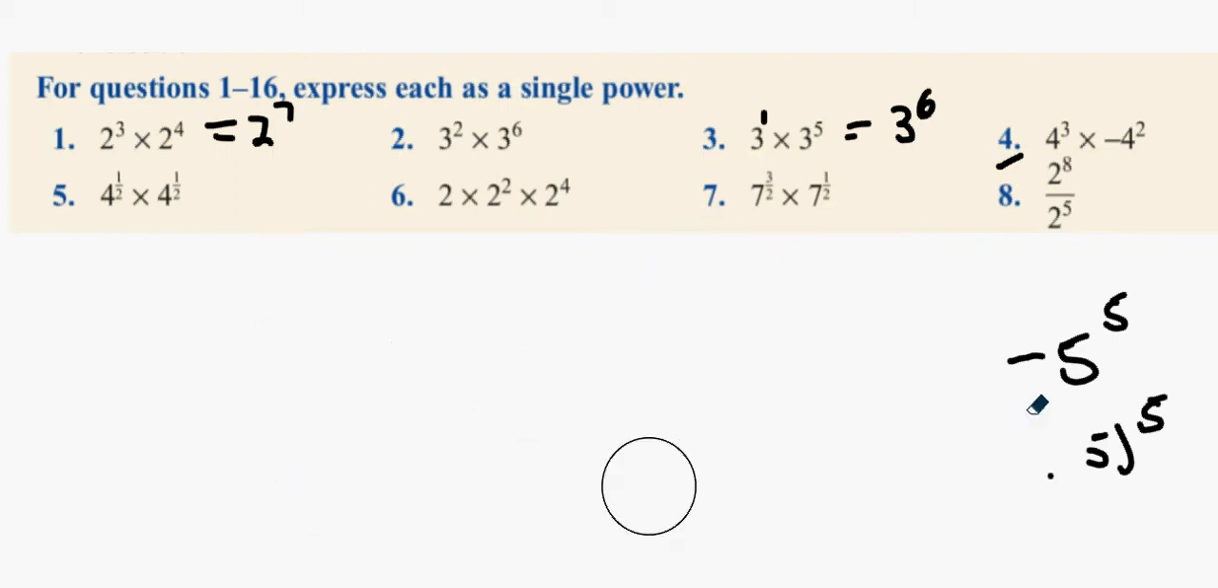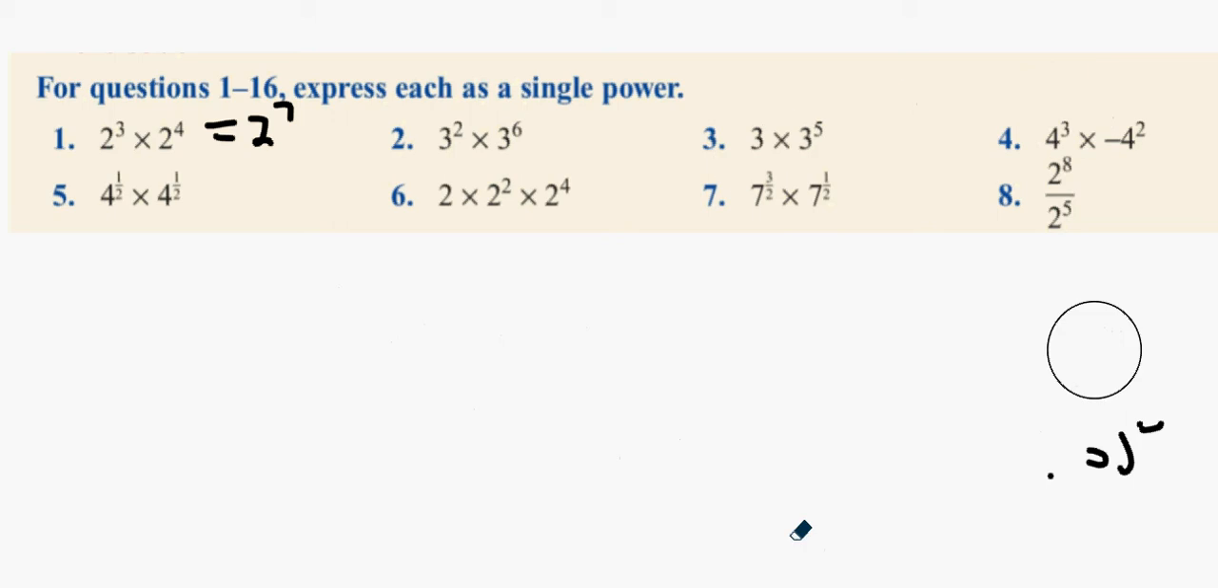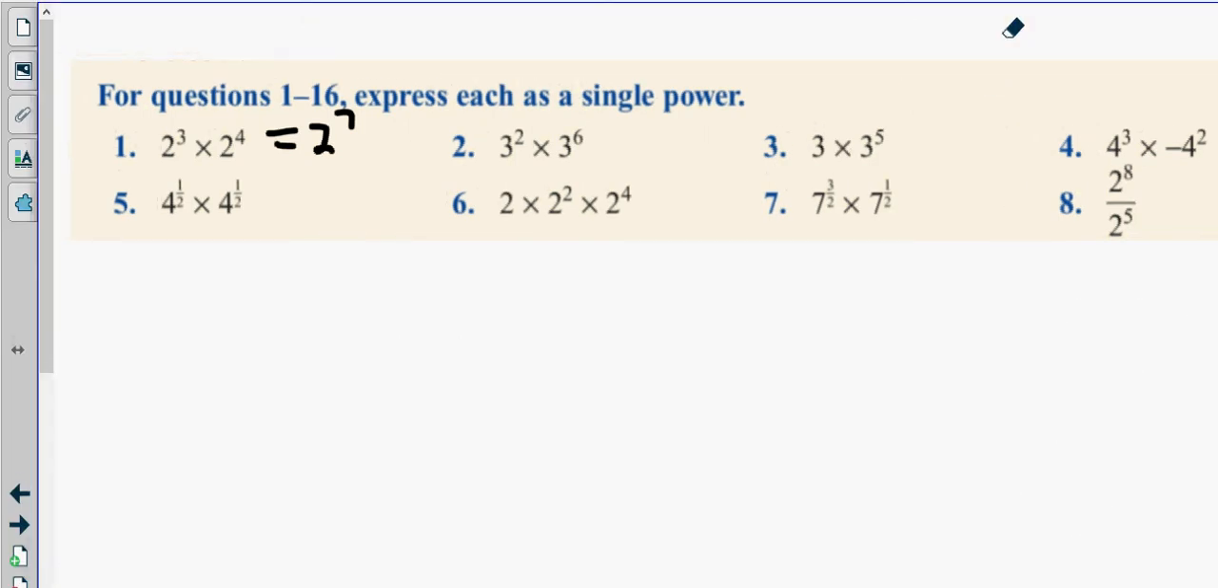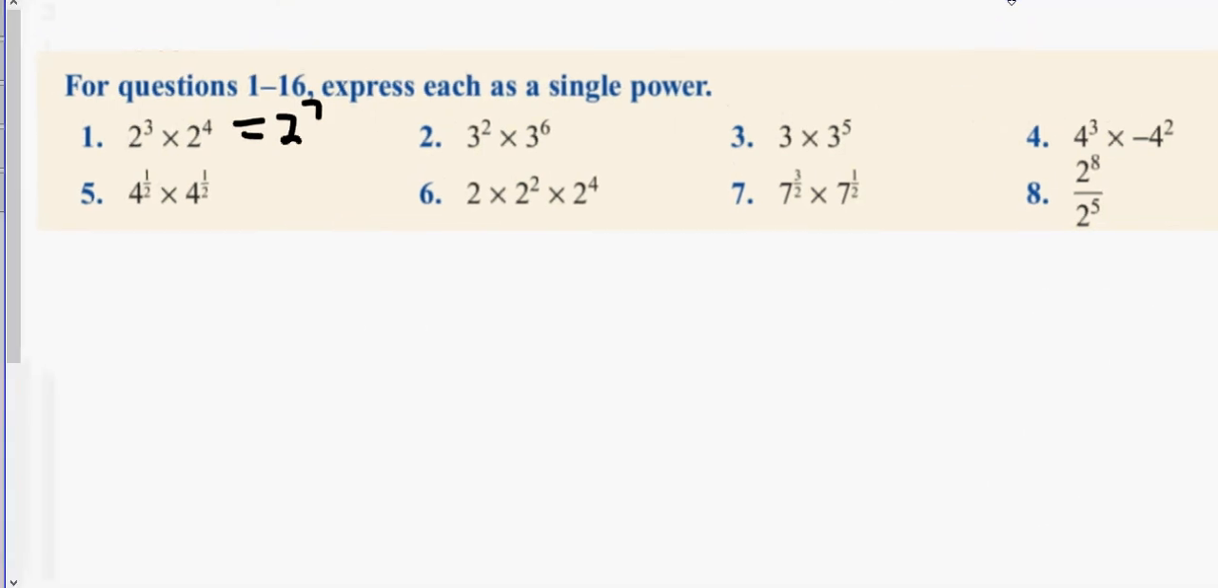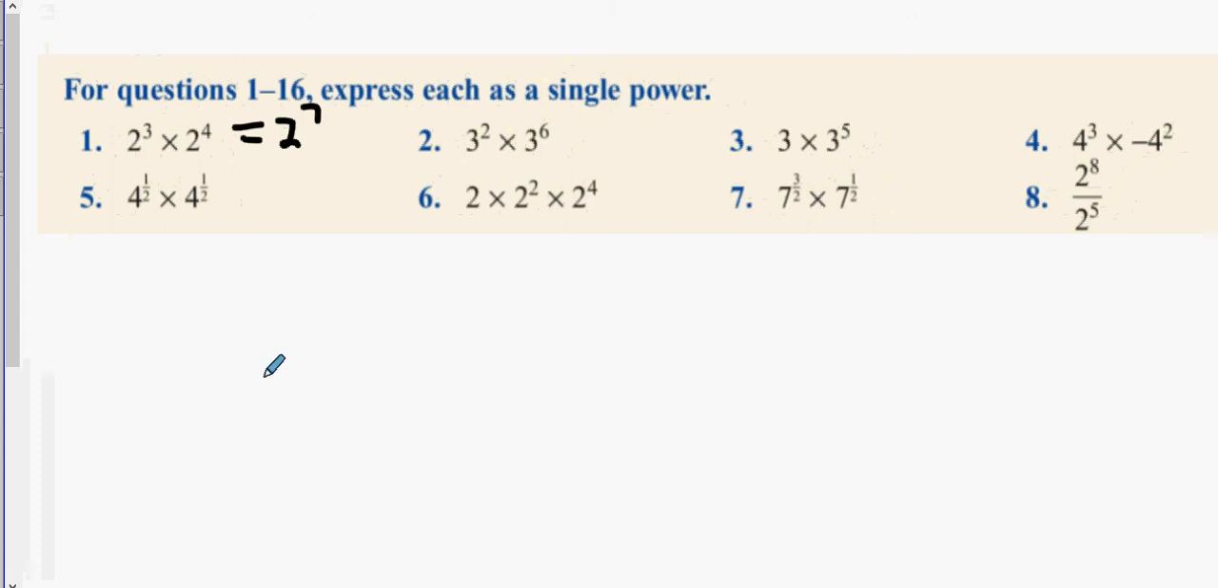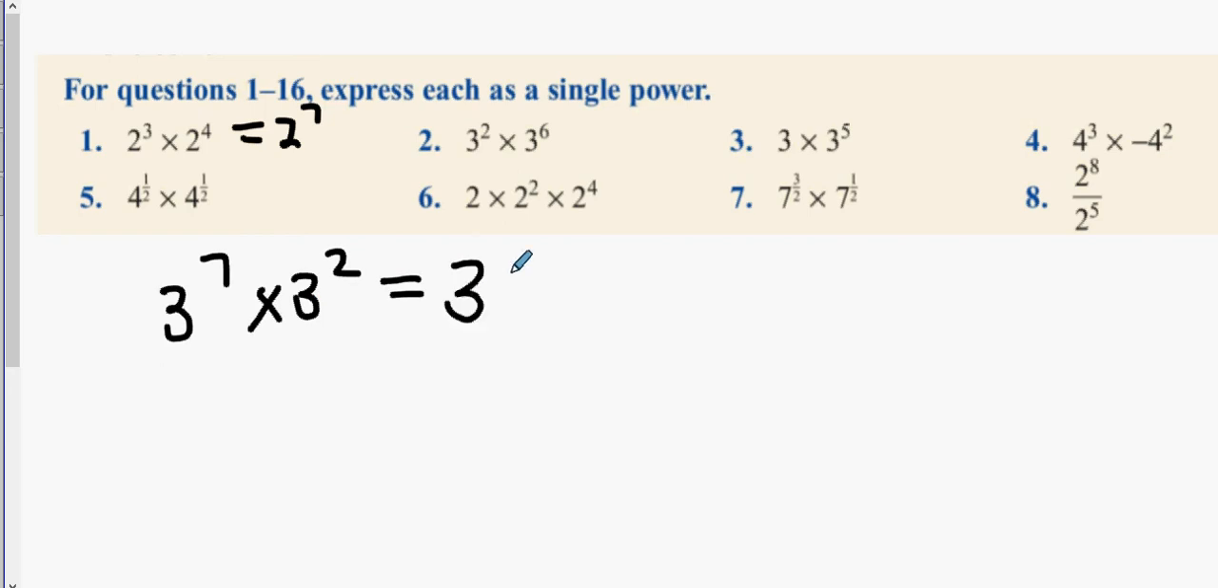Now, there's a small difference then when you come to dividing. Oh dear. Okay. So, what happens when you divide? If 3 to the power 7 multiplied by 3 to the power 2 is 3 to the power 9, can anybody in class tell me what you think 3 to the power 7 divided by 3 to the power 2 is going to be? Yes. Which is? 3 to the power 5.